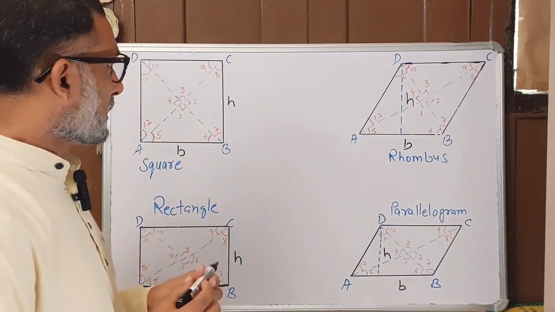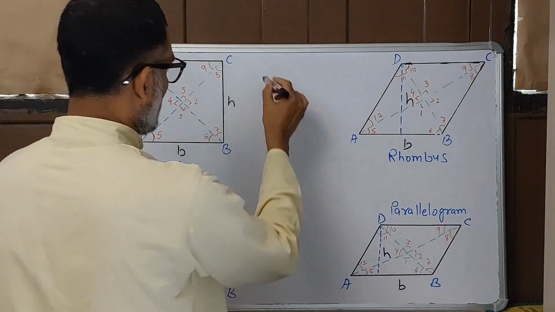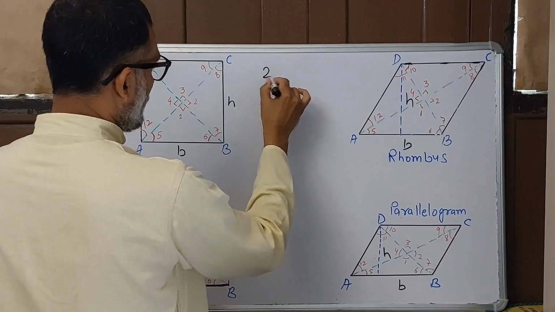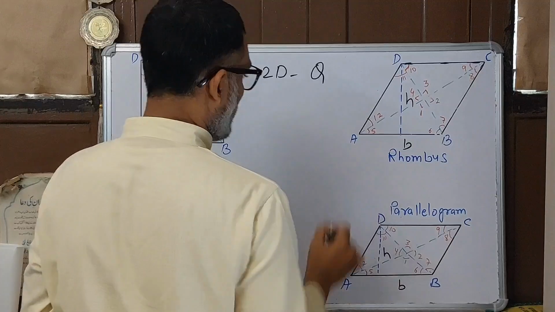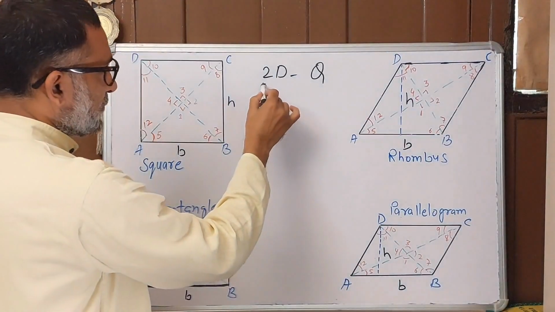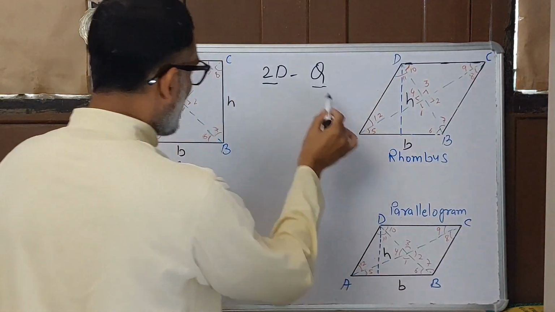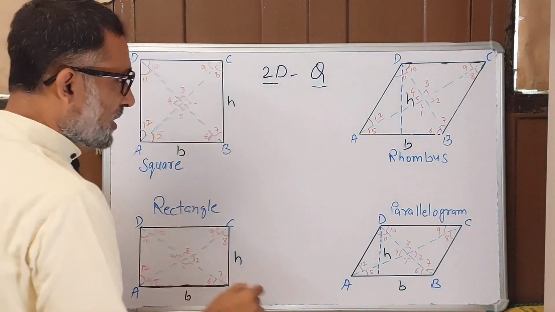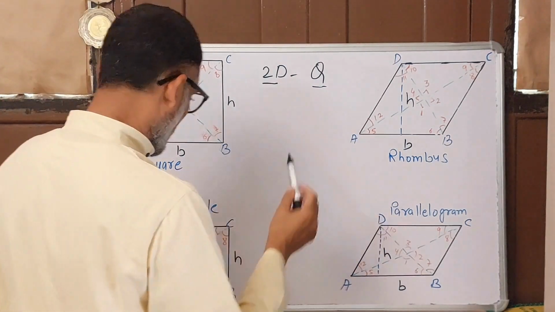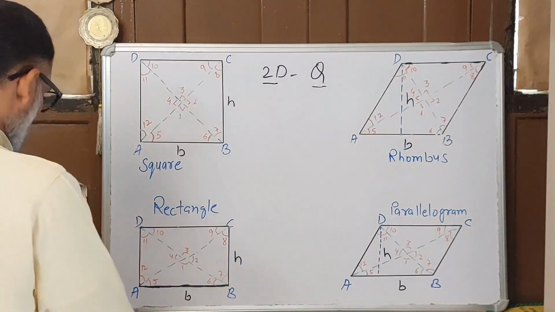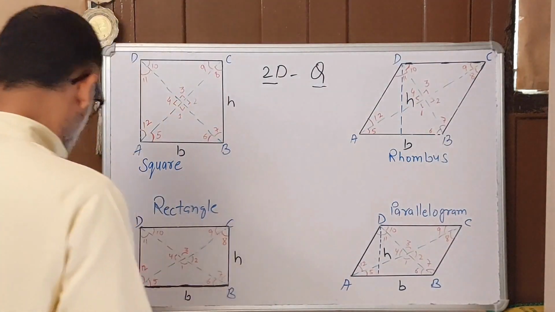So what we learn here today: when 2D shapes marry with the quadrilateral, right? When 2D marries with the shape quadrilateral, then small babies are born, and these are all brothers. So we will learn about these brothers' characteristics and behavior.